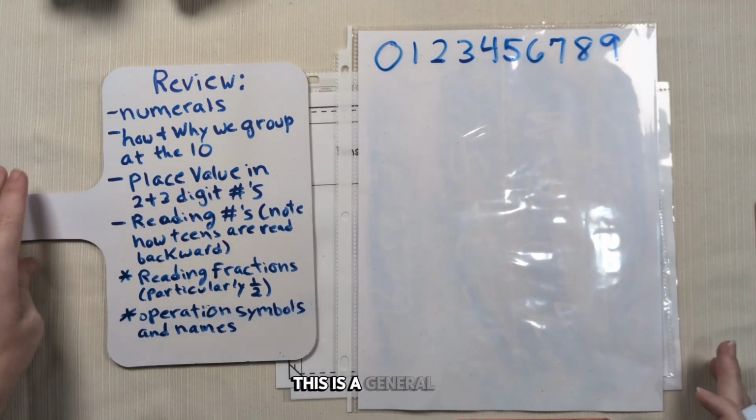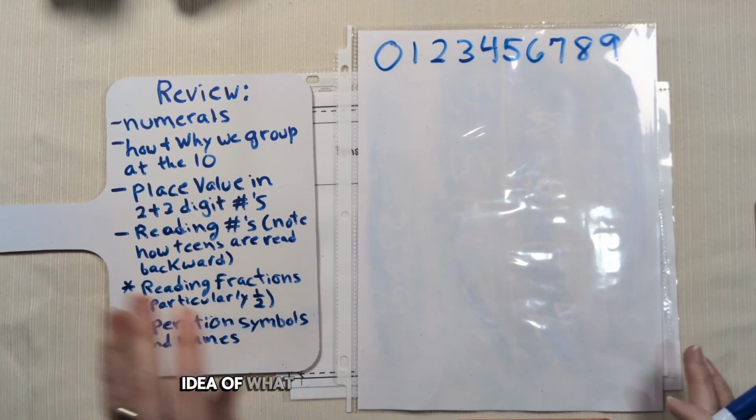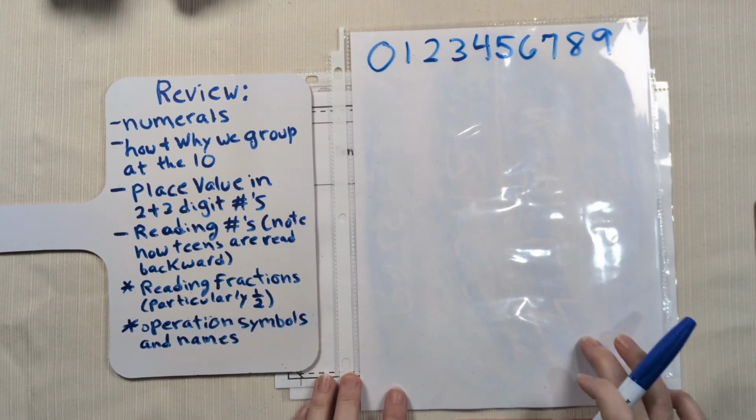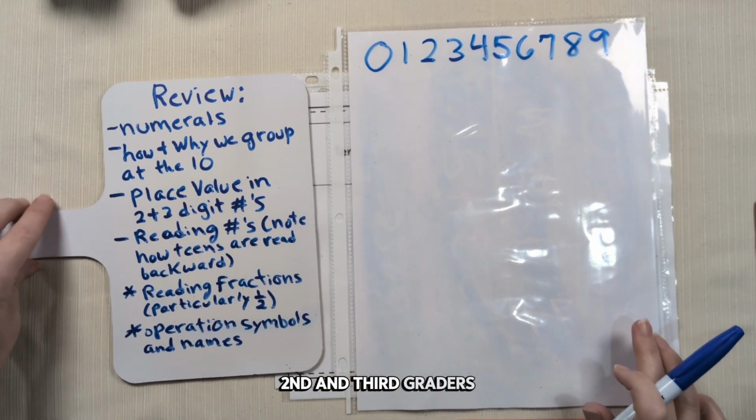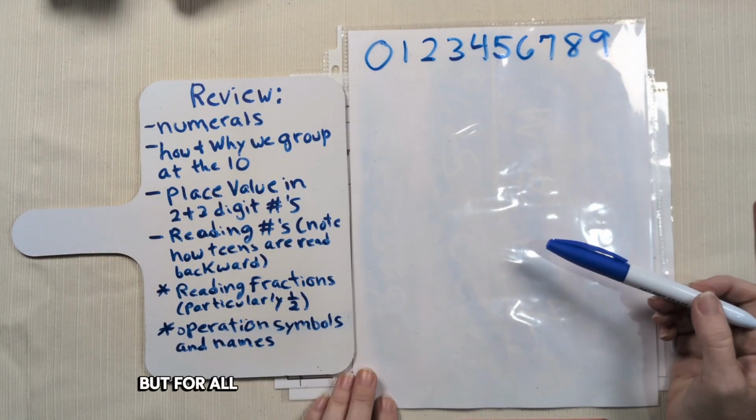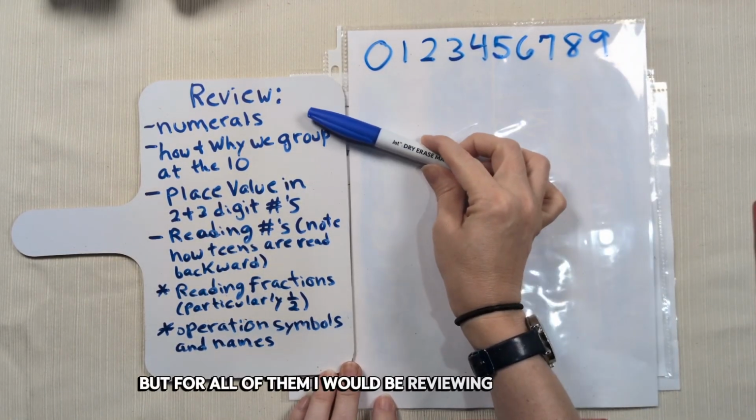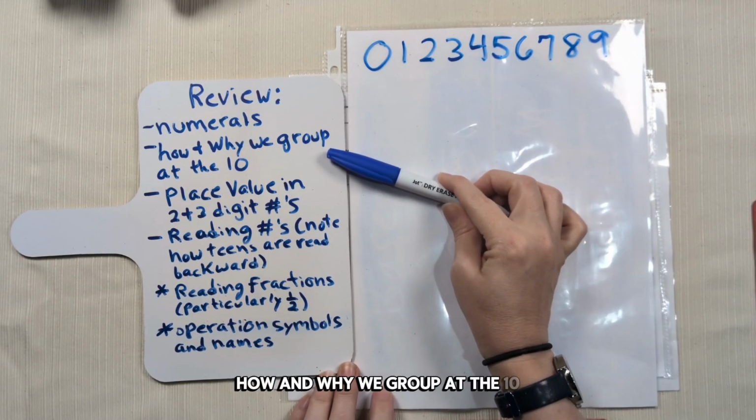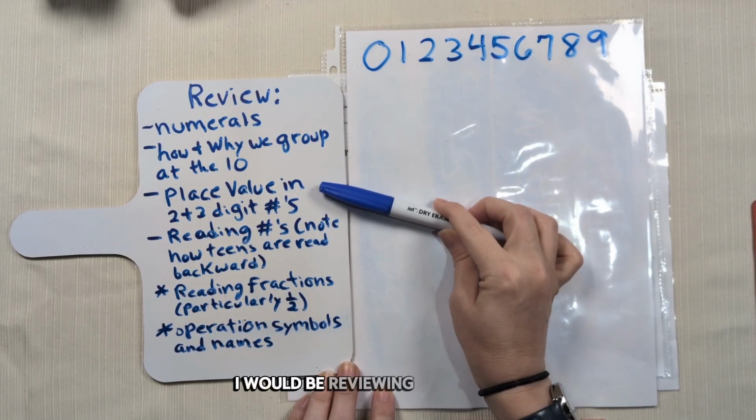This is a general idea of what I would review for incoming first, second, and third graders. Obviously, there's a difference in those grade levels, but for all of them, I would be reviewing our numerals, how and why we group at the 10. I would be reviewing place value.